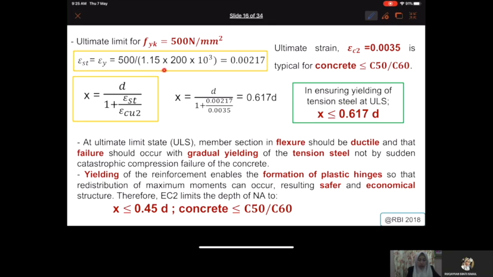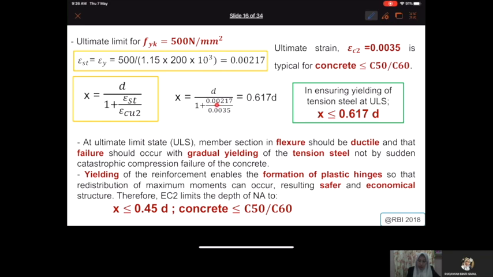Divided by 1.15 multiplied by 200 times 10 to the power of 3, which is 0.00217. So the ultimate strain here, where your strain εc2 is equal to 0.0025, is typical for concrete which is lesser than C50/C60. What else I want to say?